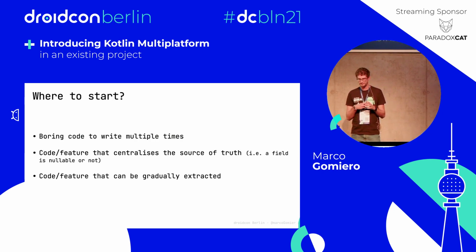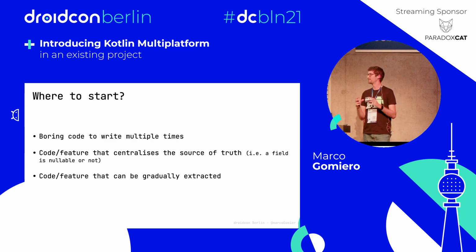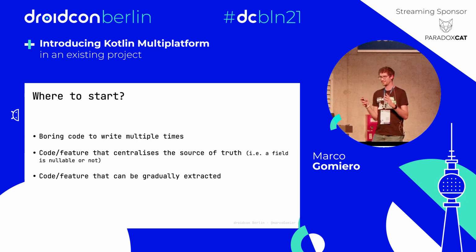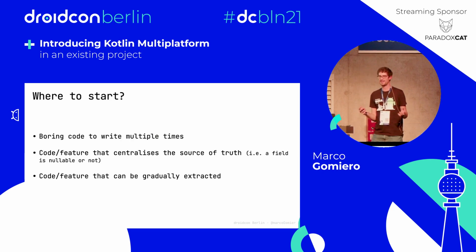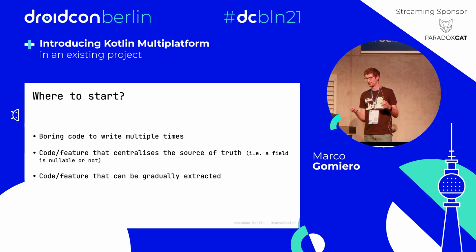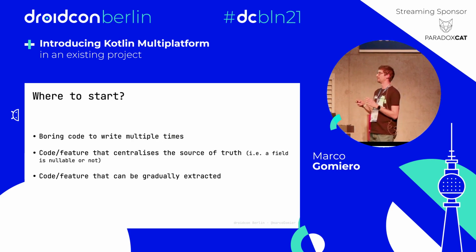And finally, what summarizes this kind of feature is that we have to choose something that can be gradually extracted, because maybe we are not sure that Kotlin Multiplatform is the right solution for us. So we don't want to spend, for example, the entire time migrating the entire network layer, because if you spend too much time and at the end it doesn't work, then you have basically wasted your time. So this is a very important part to start with, in my opinion.